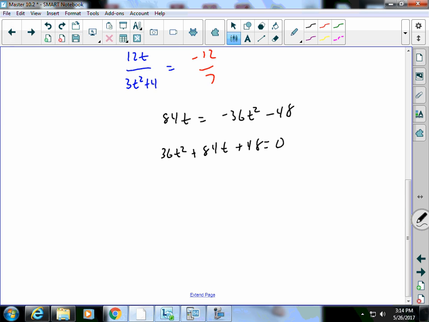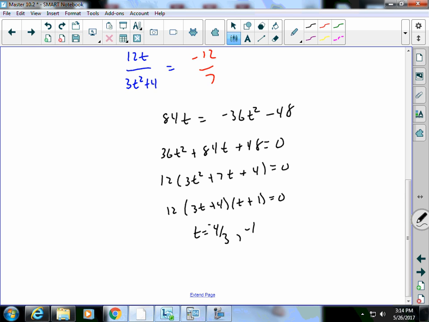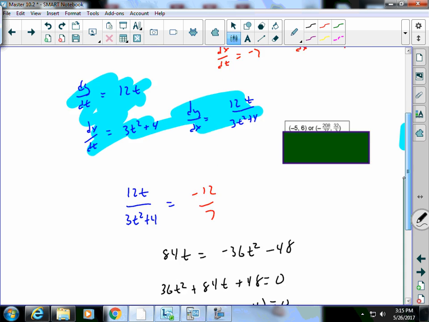I could factor out 12 from everything. So that gives me 3t squared plus 7t plus 4 equals 0. And then I could factor that trinomial, 3t plus 4 times t plus 1 equals 0. So t equals negative 4/3 and negative 1. If I want to know the points, sub these t's into the original equation.